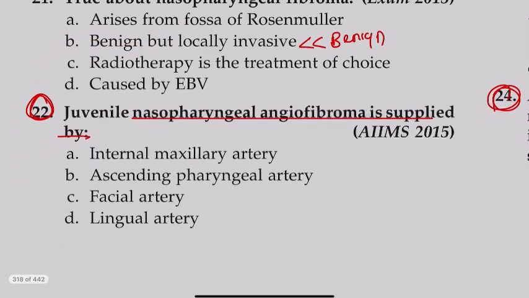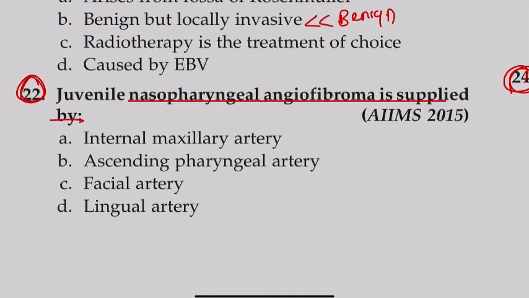Juvenile nasopharyngeal angiofibroma is supplied by, how is it supplied? It is supplied by the internal maxillary artery. So while doing surgery, the initial step was what? To embolize the internal maxillary artery, right?